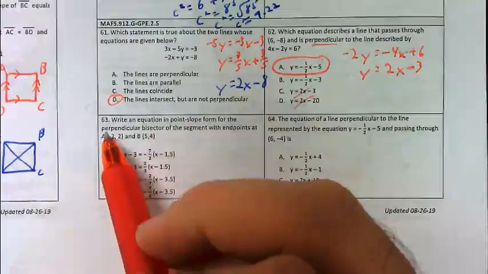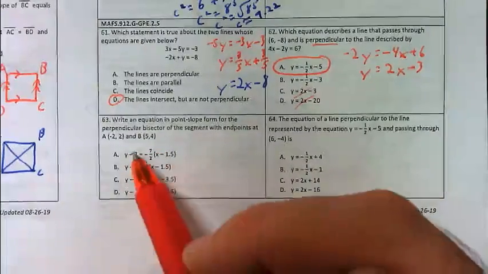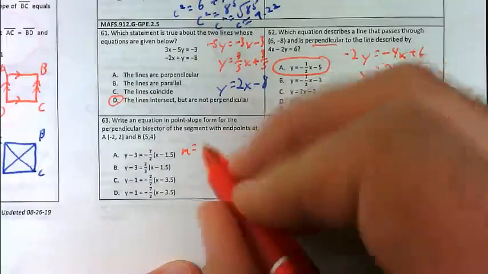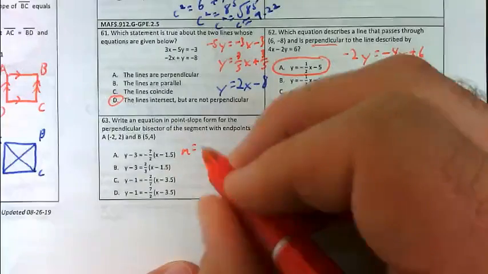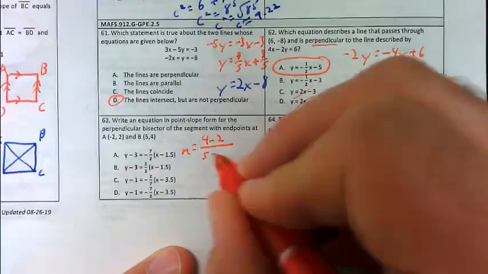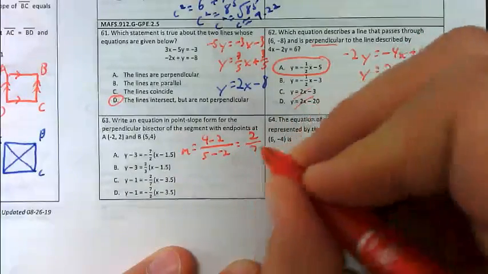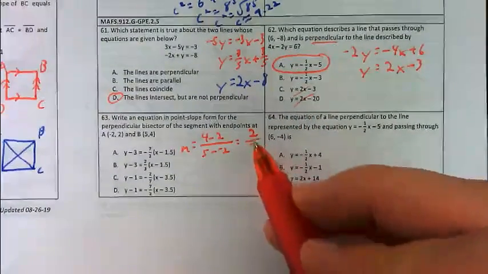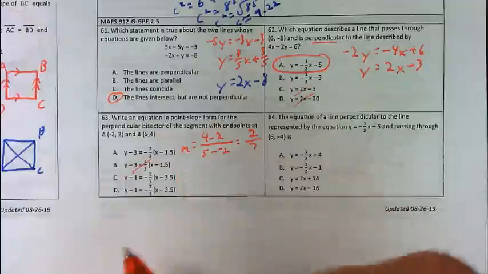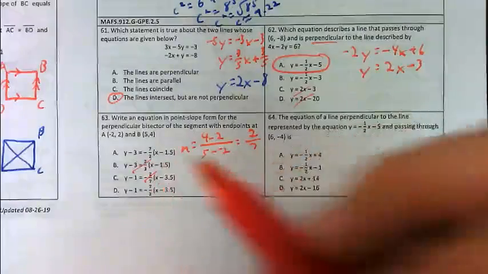Number 63, write an equation in point slope form for the perpendicular bisector of the segment with endpoints. Here we need to find slope and we need to find our midpoint. So slope is going to be the change in y over change in x. So that's 2 over 7. Again, we want perpendicular, so that's the same. We don't want the same slope, and that's not even opposite reciprocal, so that's not good. There's opposite reciprocal. This one's out. There's opposite reciprocal, so we're down to A or D.